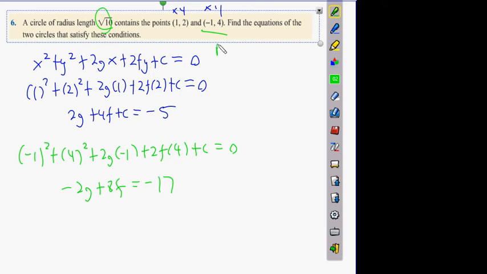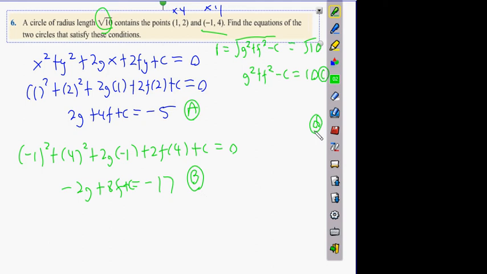Radius equals root of g squared plus f squared minus c, and that in turn equals root 10. Square both sides. G squared plus f squared minus c equals 10. I forgot the c there, didn't I? I'm going to combine equations A and B, and I'm going to make an equation that has no c's.